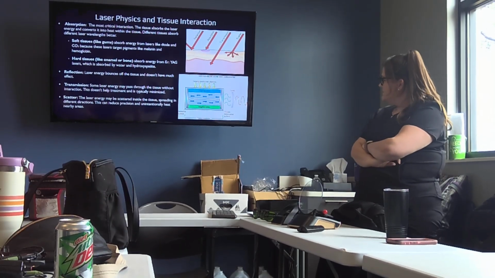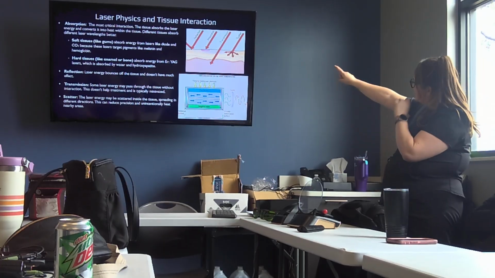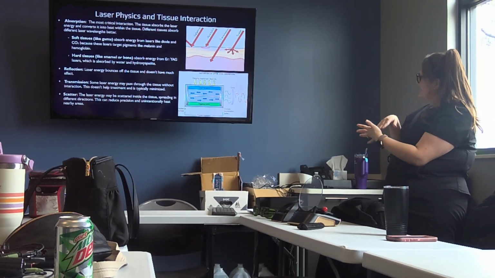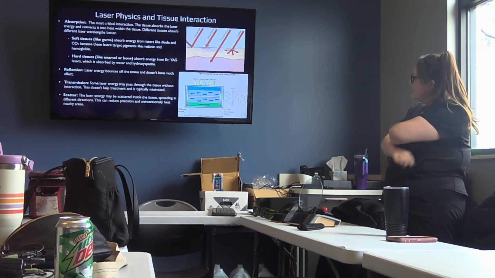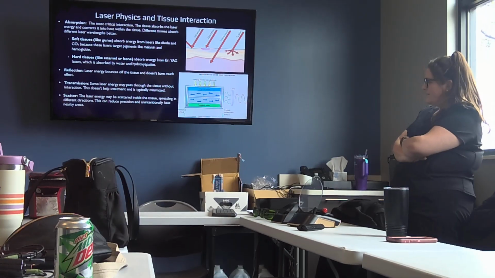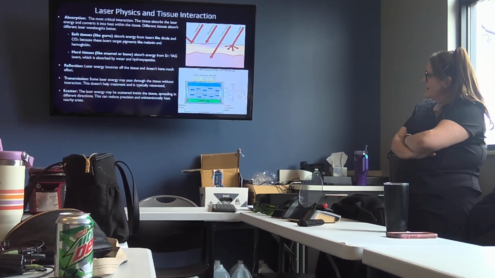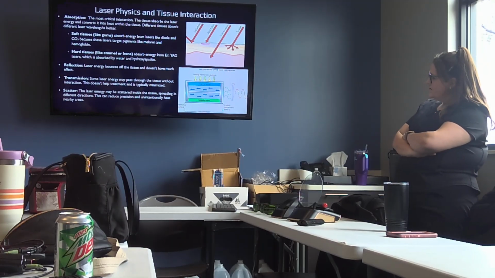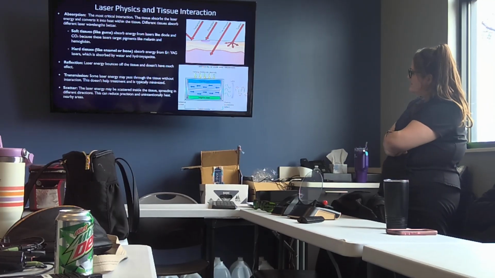And then the reflection, that's when the laser bounces off the tissue. I really like that picture because it shows how it penetrates, and then the reflection kind of got cut off. But it reflects off the tissue and doesn't really have much interaction. And then the transmission is when it passes through the tissue without interaction. This doesn't help the treatment, and it's typically minimized.